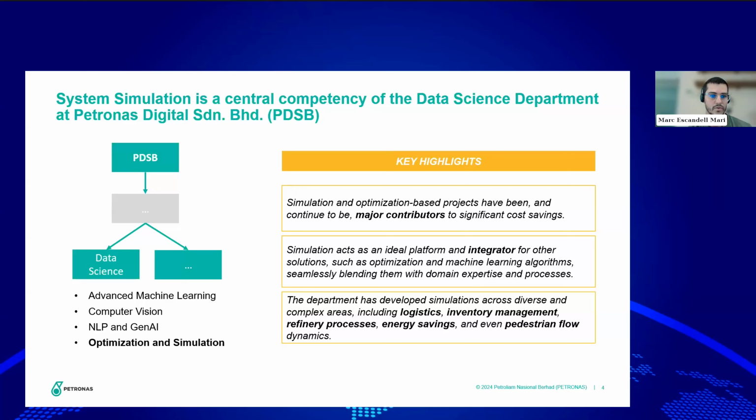Within this big group, there are different other layers, which I'm not going to get into the details of, but one of them is the data science. This data science team is about 130 or so people. It's probably one of the biggest, if not the biggest, data science centers in Southeast Asia. Within the data science department, we have different areas which cover advanced machine learning, computer vision, NLP, and of course now Gen AI. And then one of them is optimization and simulation, which we keep together.